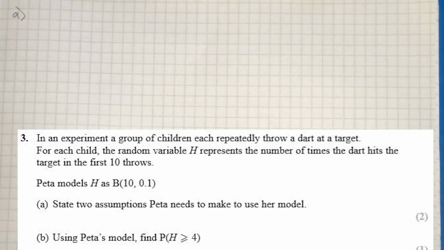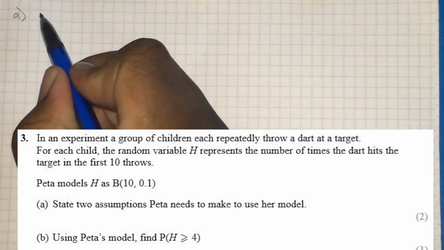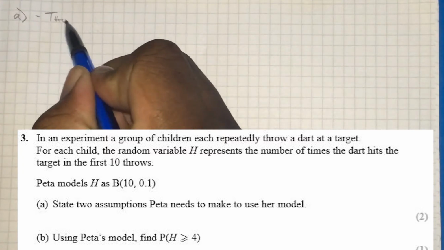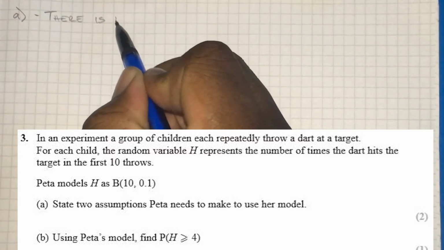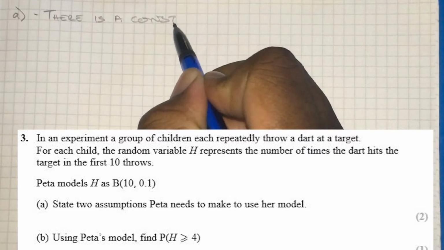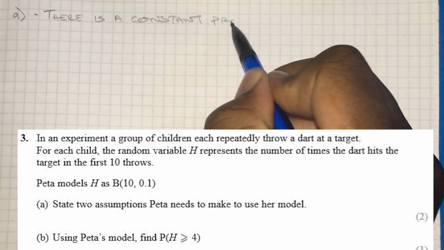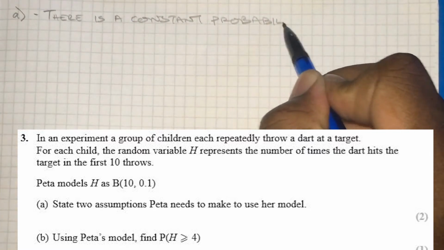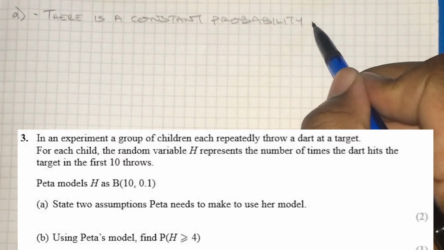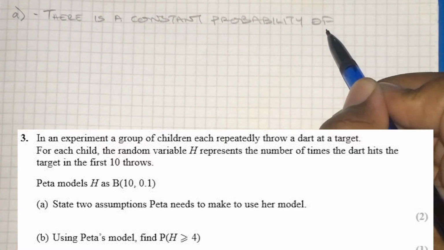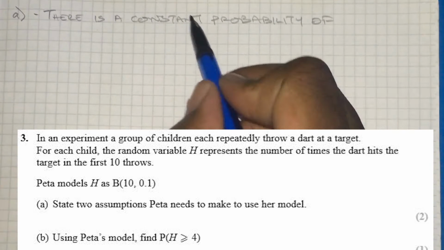So here we're told that in an experiment, a group of children each repeatedly throw a dart at a target. For each child, the random variable h represents the number of times the dart hits the target in the first 10 throws. So Peta models h as a binomial distribution where n is 10 and p is 0.1. State 2 assumptions Peta needs to make to use her model.